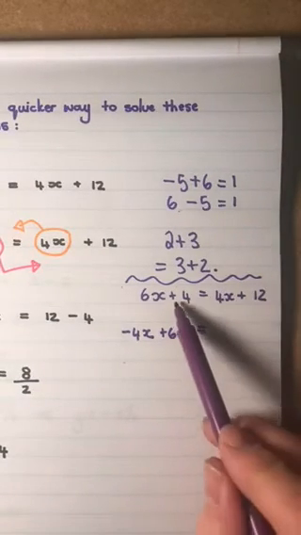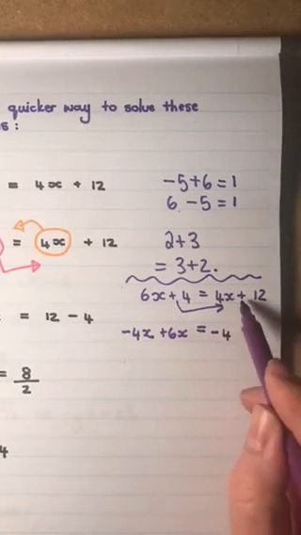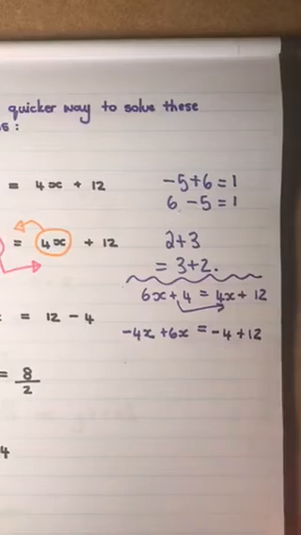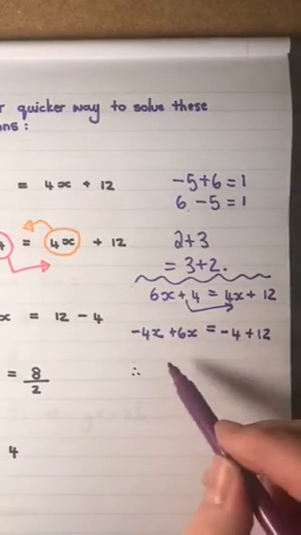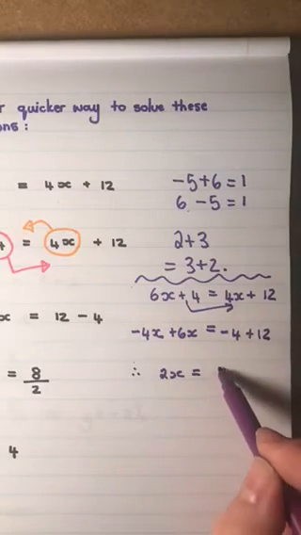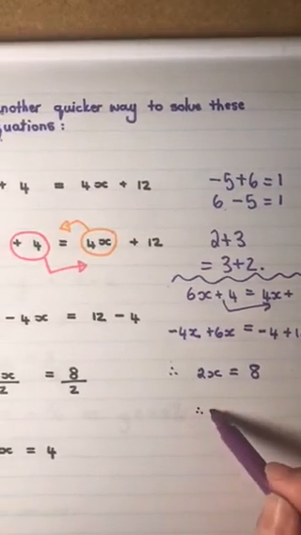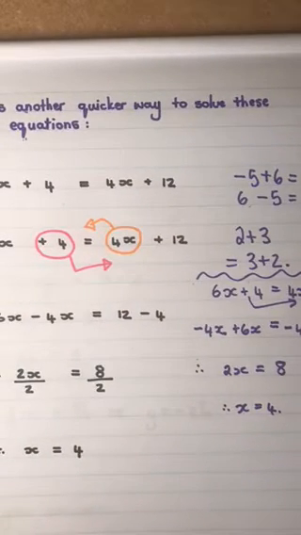And over here, let's say I brought this one over to that side, and the plus 4 became a negative 4, and then I wrote the plus 12. Let's see if it gives me the same answer. So negative 4x plus 6x is 2x. Negative 4 plus 12 is 8. Thus, x is 4.